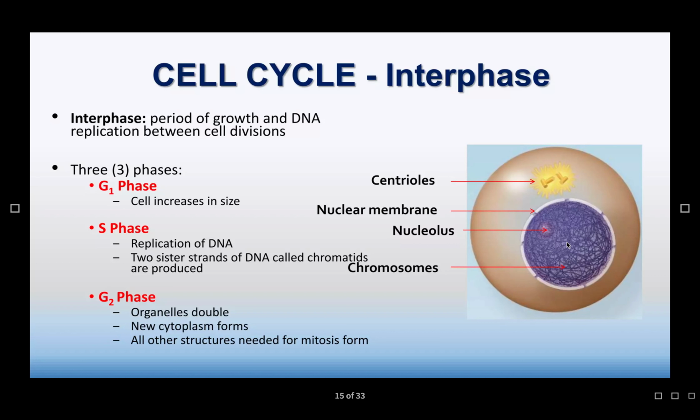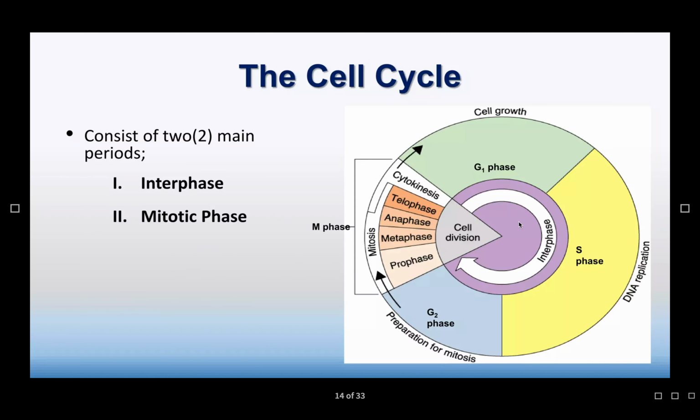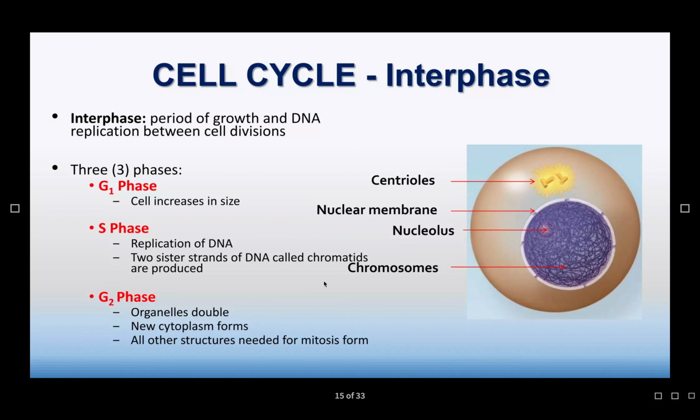Then the G2 phase, the second growth phase. All other structures that are needed for mitosis will be formed, because after the G2 phase, the cell enters mitotic division straight. So it prepares itself at this stage for mitosis. At this phase, the centrioles inside the animal cells divide. Any other structure needed for mitosis will be formed at the G2 phase. Basically, at interphase, the cell will grow.